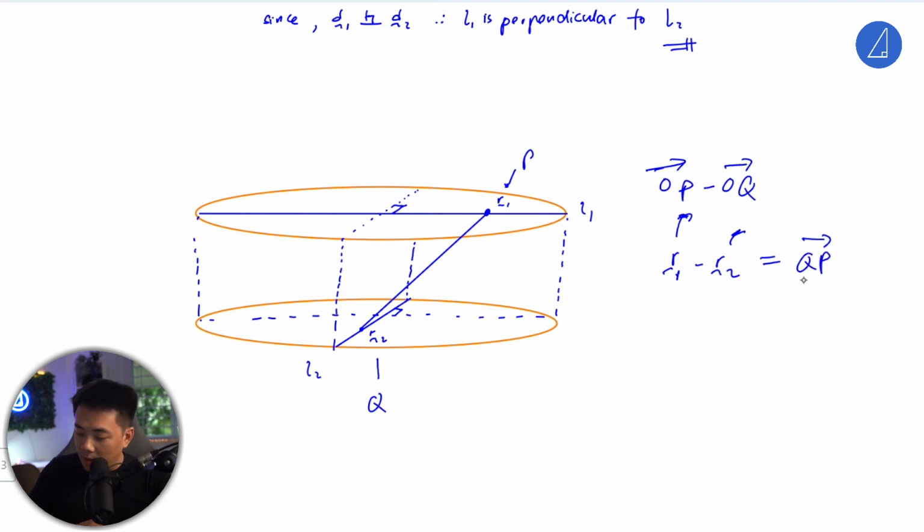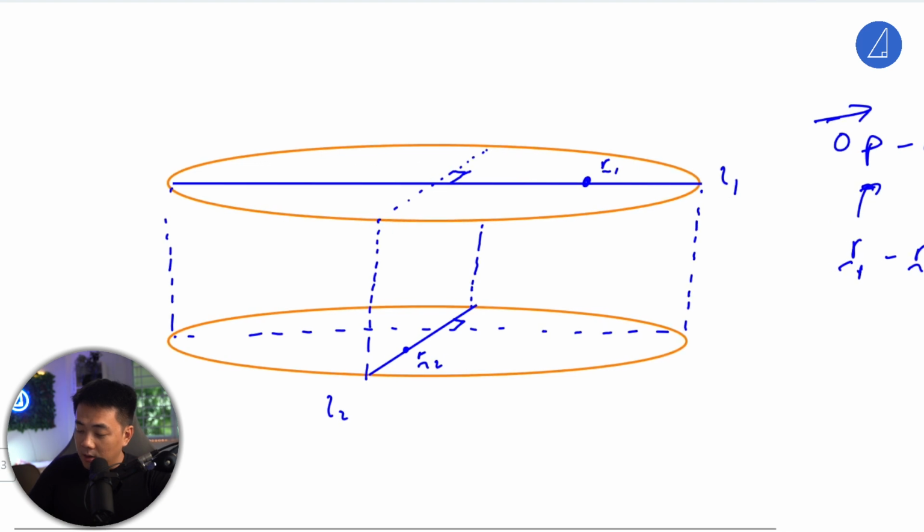Meaning to say this direction here. This is R1 minus R2. So we are looking at Q to P here. If you want R1 and R2 on this diagram, R1 minus R2 has to be perpendicular to both lines. It has to be this point here, where this normal, the normal here.